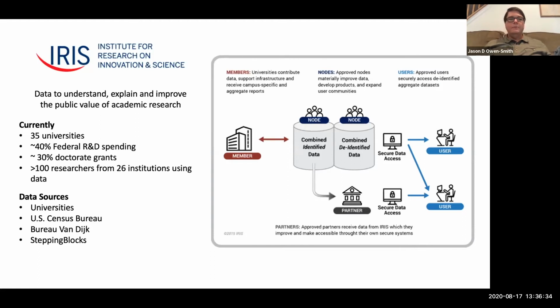So far, more than 100 researchers from around the country are using these data, and we'll talk a little bit more about why. But the whole goal of IRIS, this entire machine you see, is to create and protect and sustain data for research and reporting that'll allow us to better understand, explain, and hopefully improve the public value of research, the ways in which our work contributes to the health, wealth, and well-being of society.